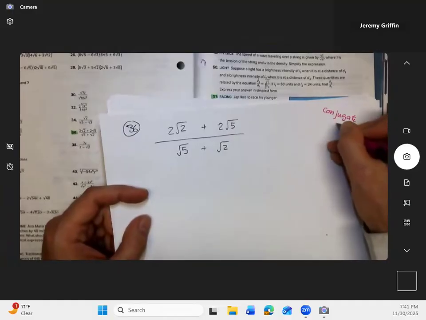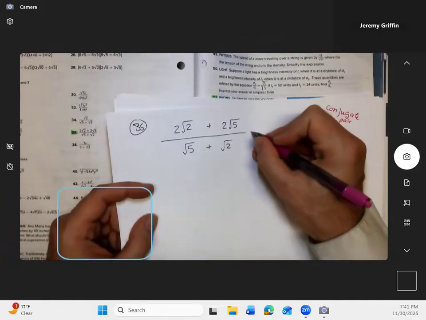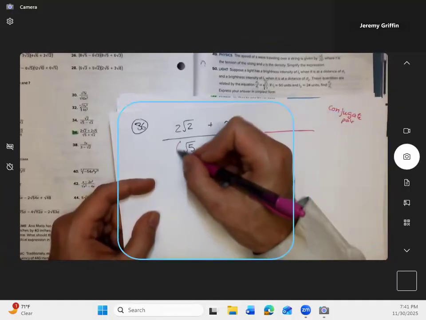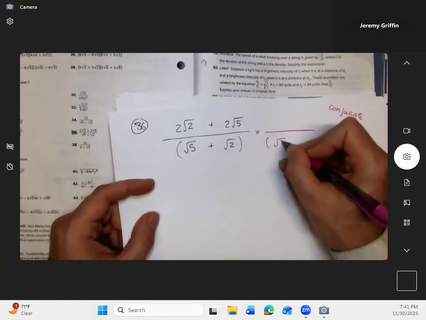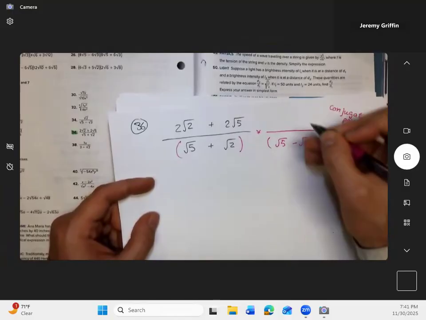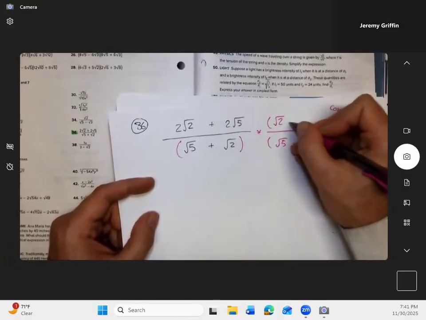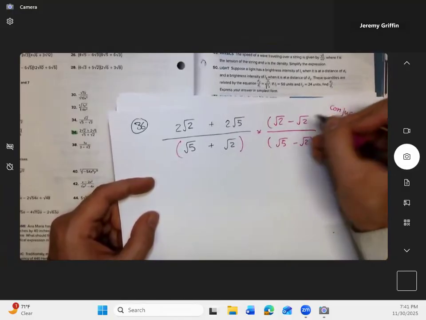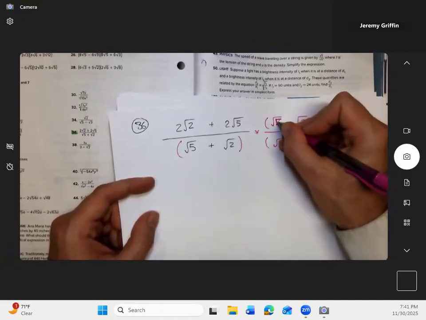Conjugate pair. Right? So multiply this whole thing by, what if I do root 5 minus root 2? But I also have to do that upstairs to balance it out. Whoops, this is 5 right here. There you go. Root 5 minus root 2.